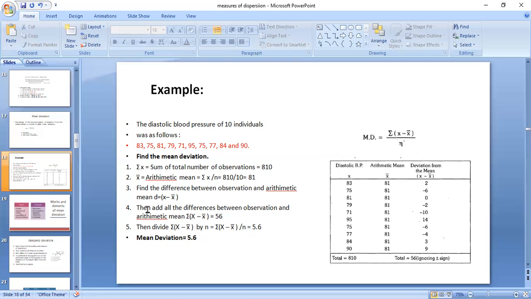Then the next step is we will add all these differences, and in this example we will get a sum of 56. Now, in the last step we will divide this sum of differences by the total number of observations. So we will get the value of 5.6. So the mean deviation is 5.6.